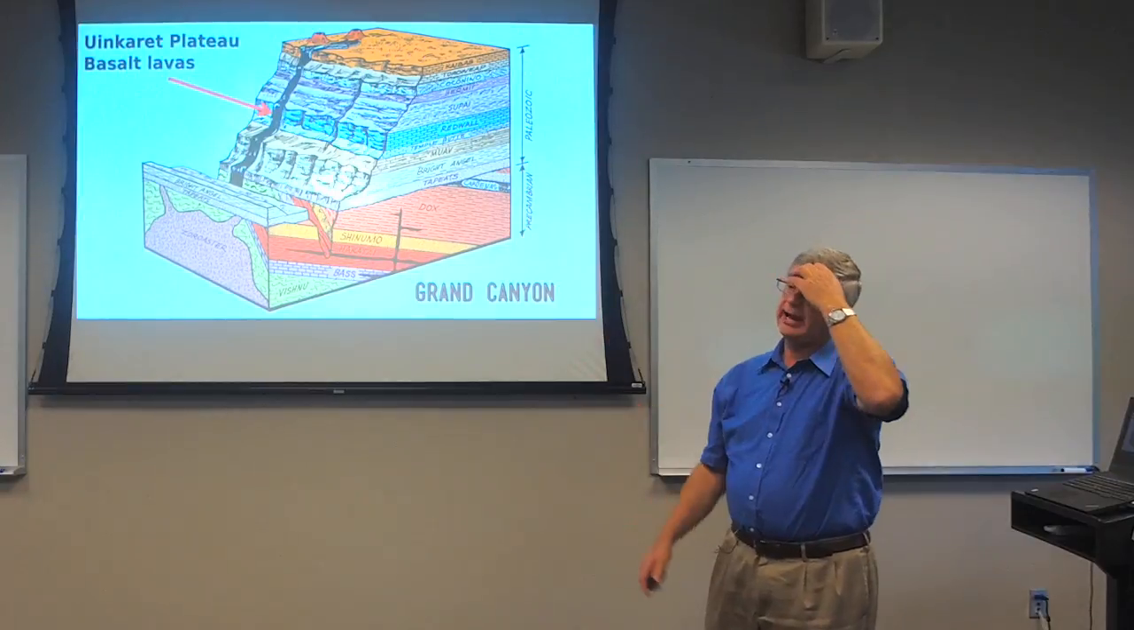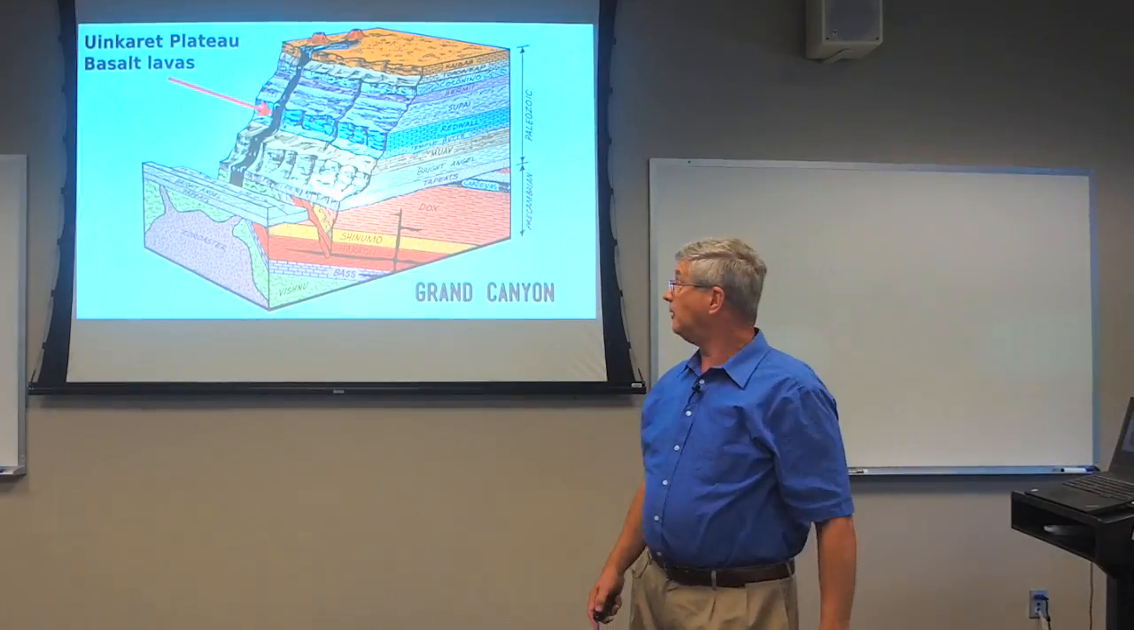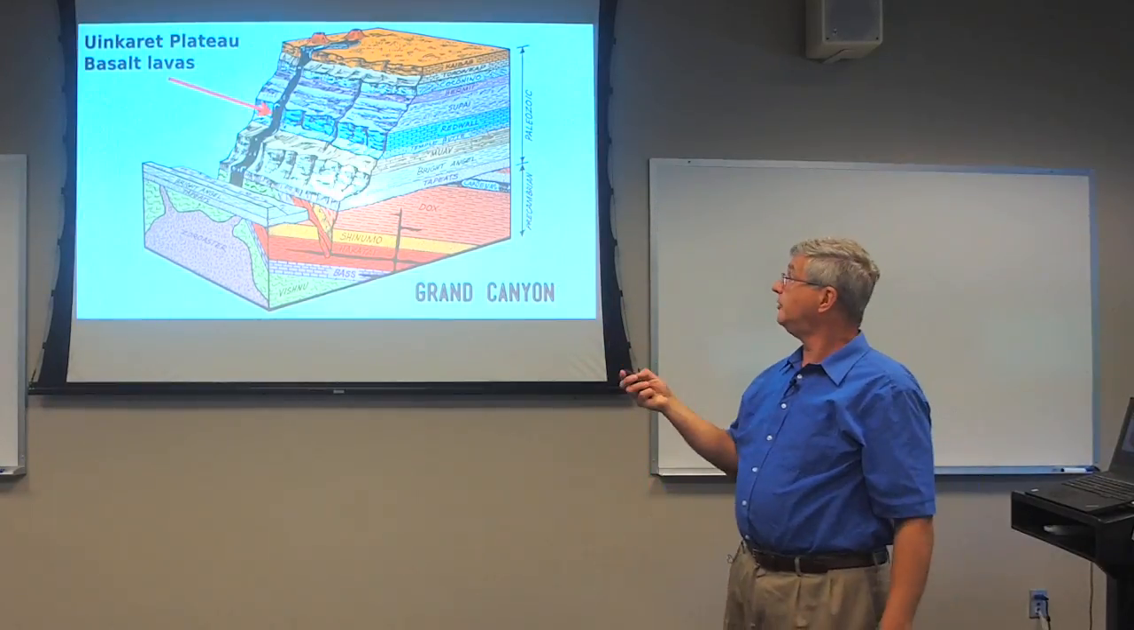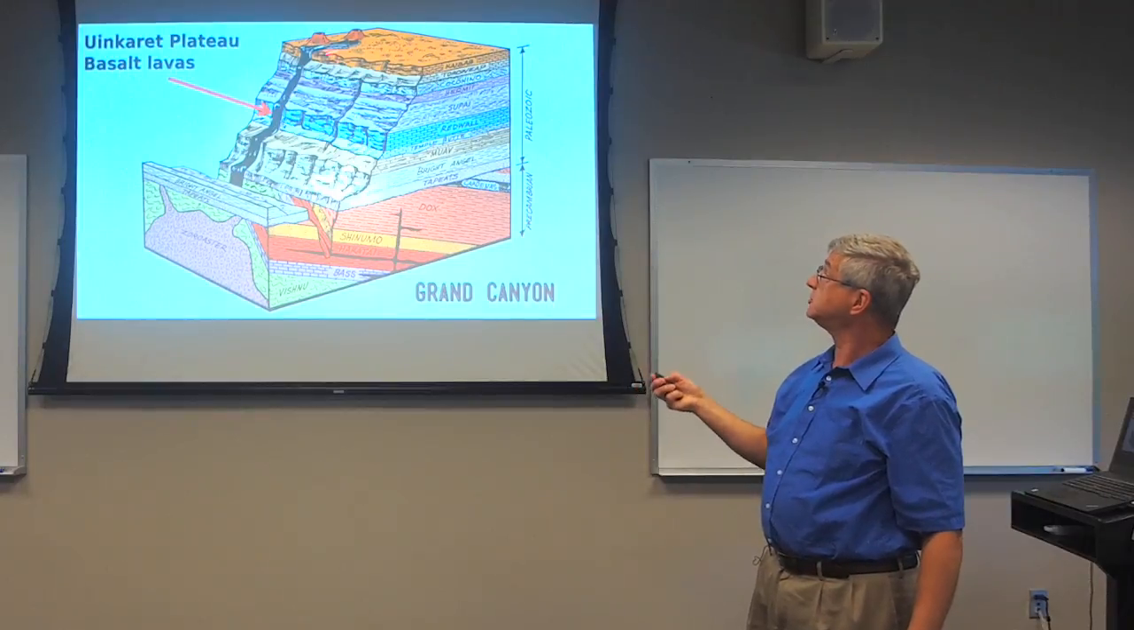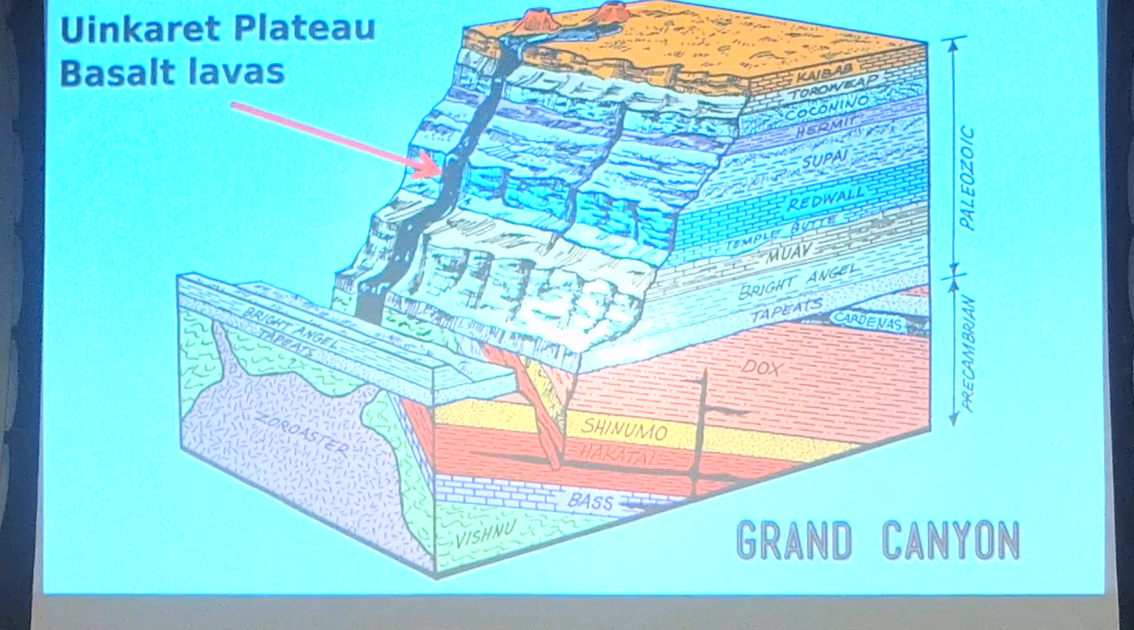And we used this example yesterday. We've got at the top of the Grand Canyon these Uinkaret Plateau Basalts. This is the Uinkaret Plateau, the north rim of the Grand Canyon in that area is called that. You've got these domes, craters. In fact, there's something like 180 of them. They're all lined up along fault zones, cracks where the lavas came up and erupted.